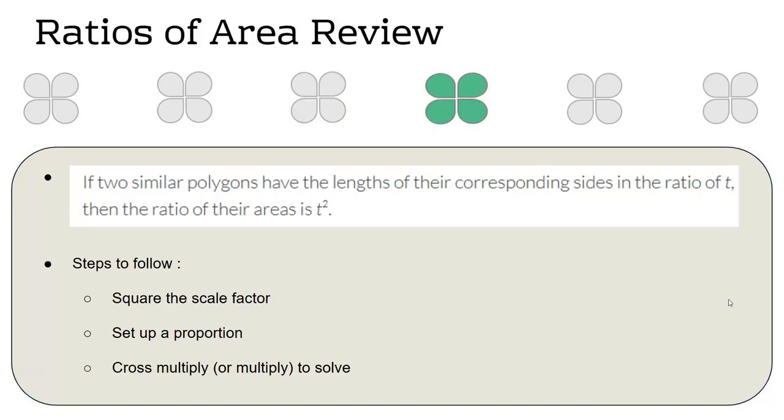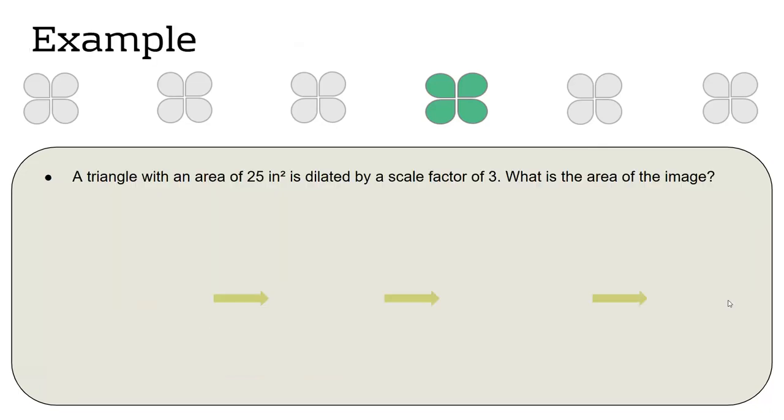Ratios of area review. If two similar polygons have the lengths of their corresponding sides in the ratio of t, then the ratio of their areas is t squared. We always have 3 steps to follow when finding the ratio of the area scale factor squared. First, we'll square the scale factor, then we'll set up a proportion, then cross multiply to solve.